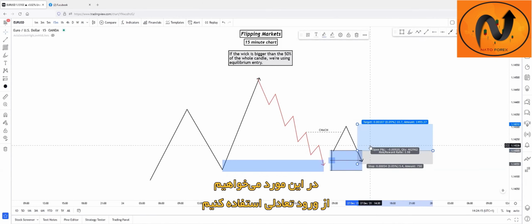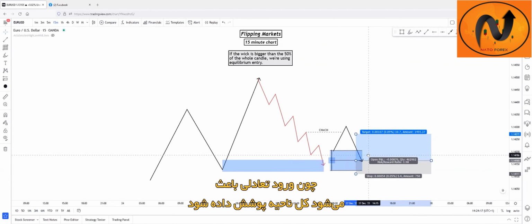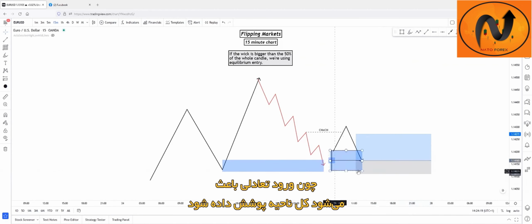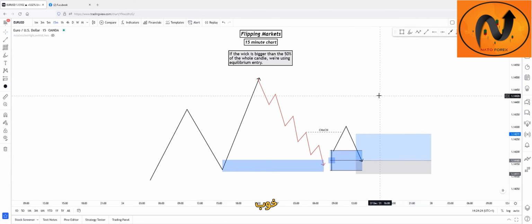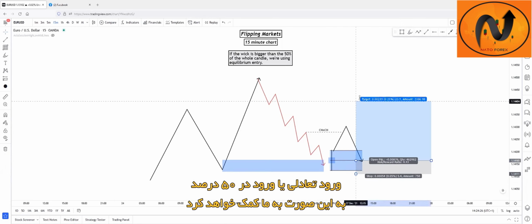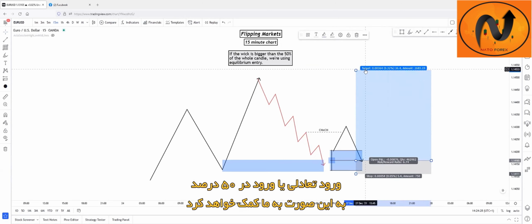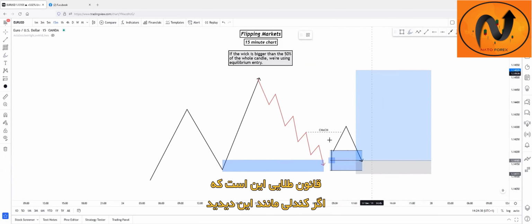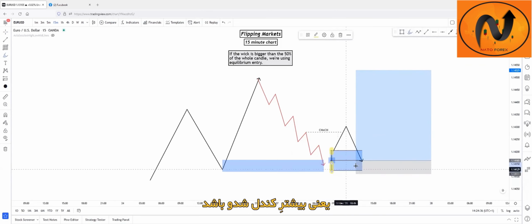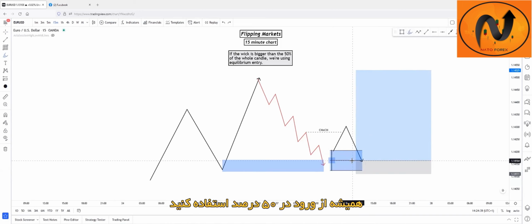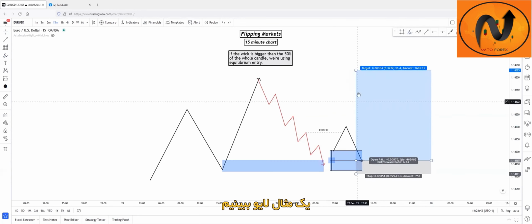So in this case, we will want to use the equilibrium entry because the equilibrium entry will cover the whole zone and the stop loss will be just below that zone. Okay, that's how the equilibrium entry, aka the 50% entry, can help us. That's also a golden rule. If you see a candle like this, where the wick is bigger than the 50% of the whole candle, meaning there is more wick than body, we will always use the 50% equilibrium entry. That's a golden rule.